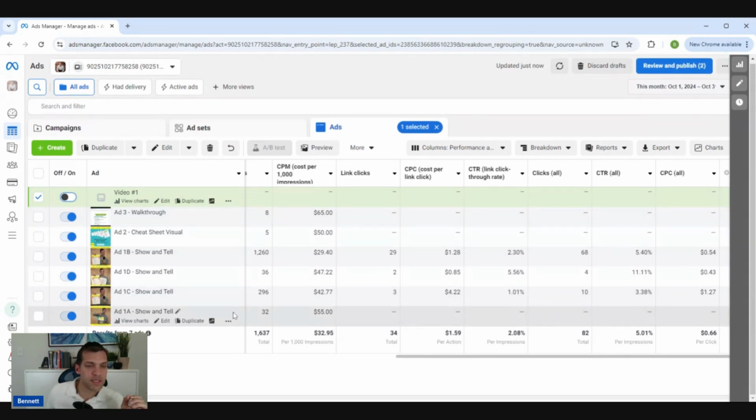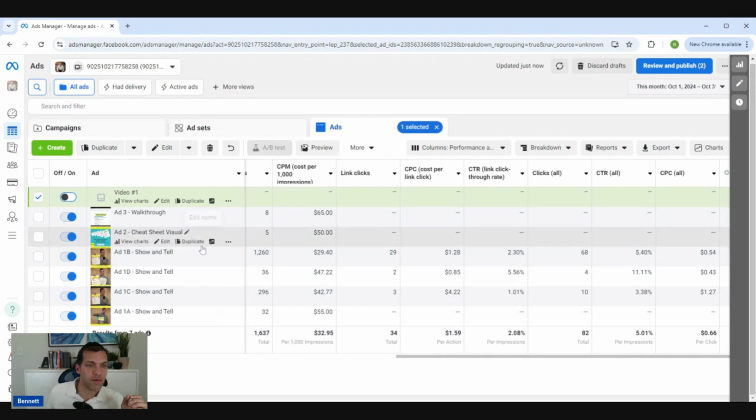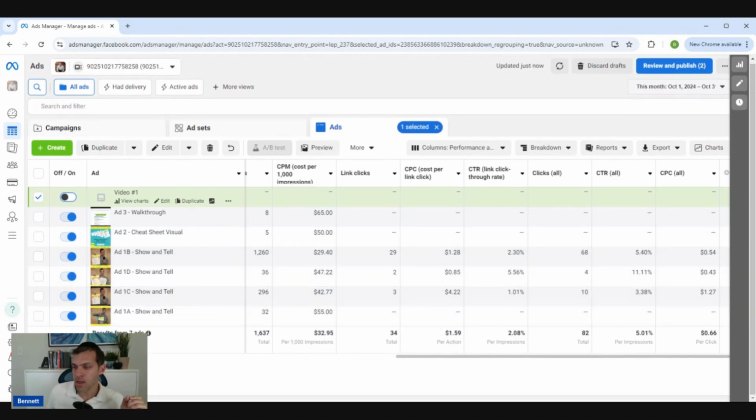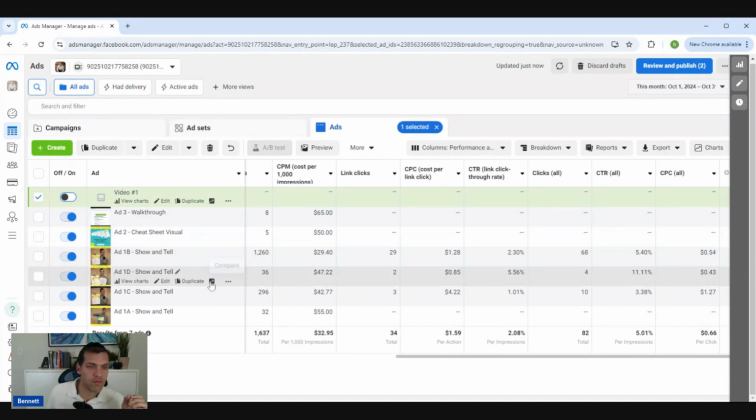So I have these 6 ads, 1, 2, 3, 4, 5, and then there should be a 6th one somewhere. There are 6 ads there, right? There we go. 1, 2, 3, 4, 5, 6. Okay, so there's 6 ads here.